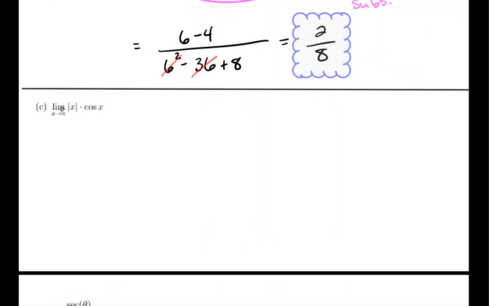Okay. Now, we don't have any limit laws for absolute value or cosine that we know of, although we could use the product rule for limits to split this up. But what we do know from earlier, even in our practice test, is that absolute value of x is continuous, cosine of x is continuous. We know from our list of information about continuous functions, the product of continuous functions is continuous.